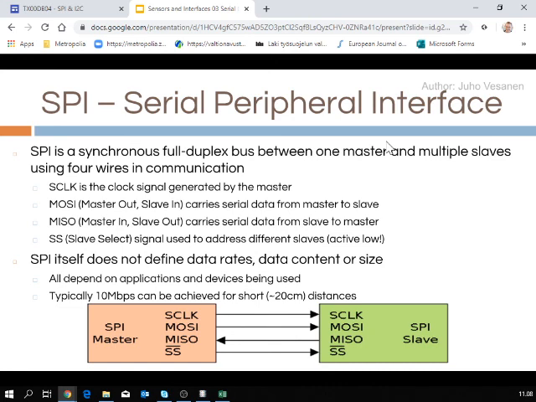These three lines, if there are multiple sensors, they share the same serial clock, MOSI and MISO. Addressing is made with the chip select. Old-fashioned good chip select. There's nothing wrong with the chip select signal, especially on SPI.